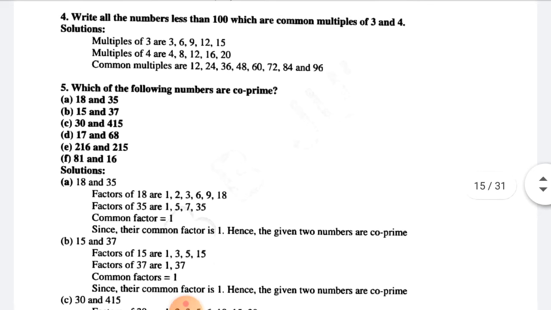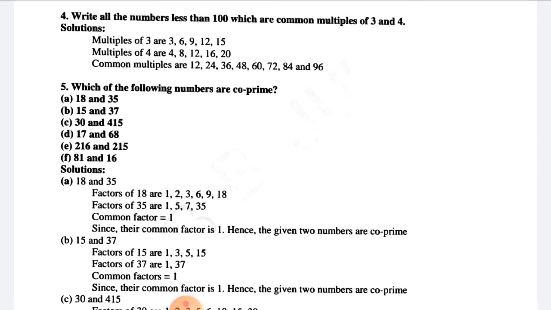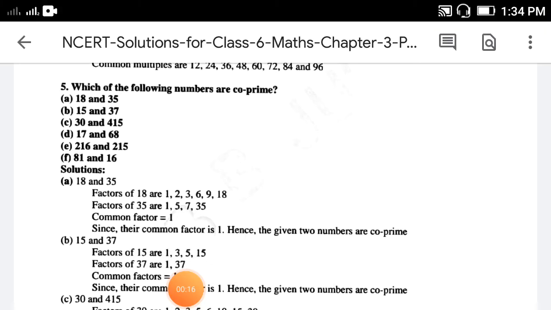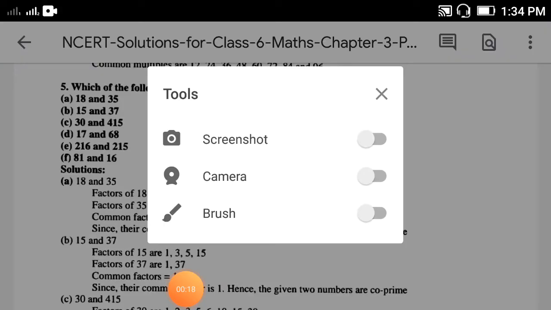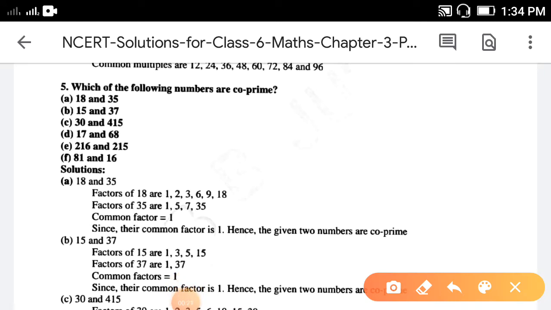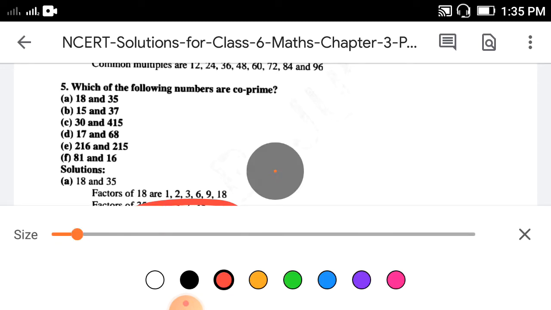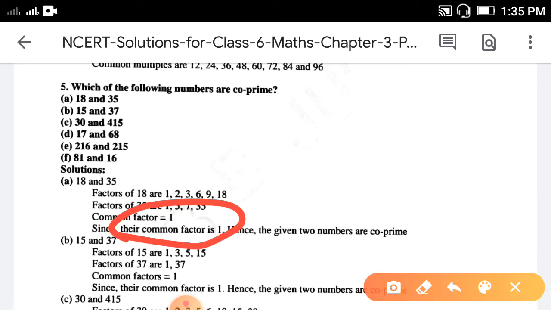Question number 5. Which of the following numbers are co-prime numbers? First of all, what is the meaning of co-prime numbers? Numbers whose common factor is 1 are known as co-prime numbers. You can see here, the numbers whose common factor is 1, that is a co-prime number.